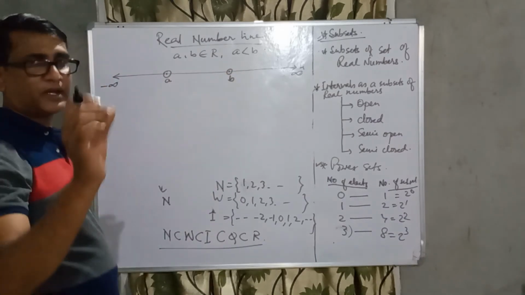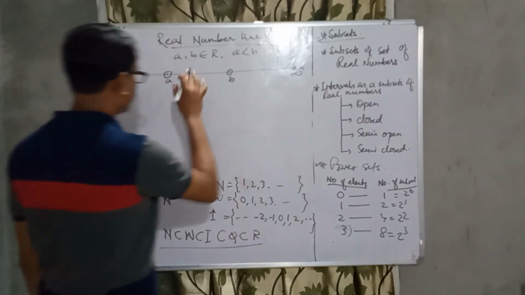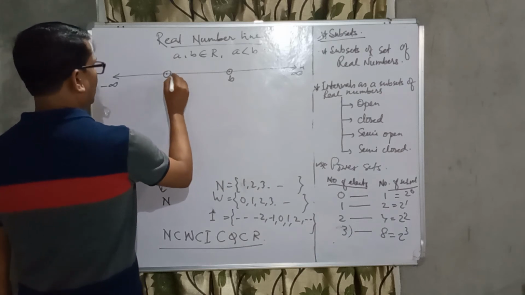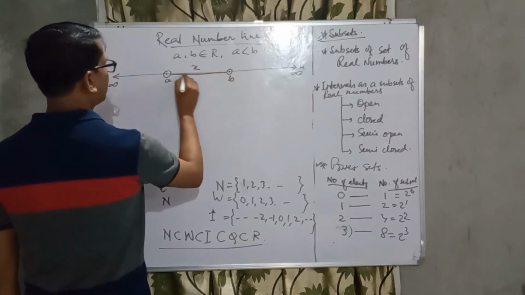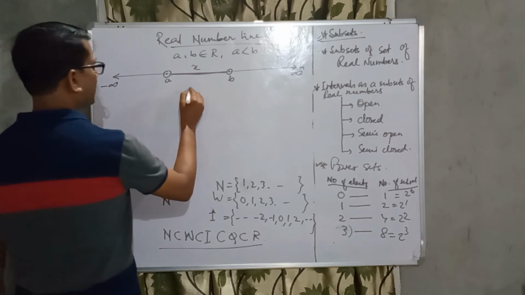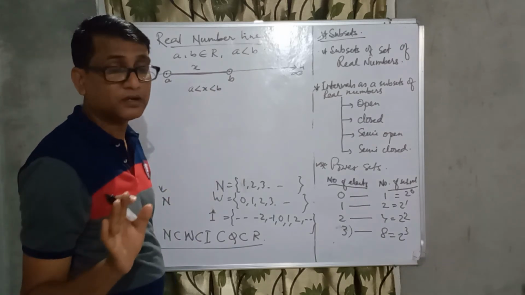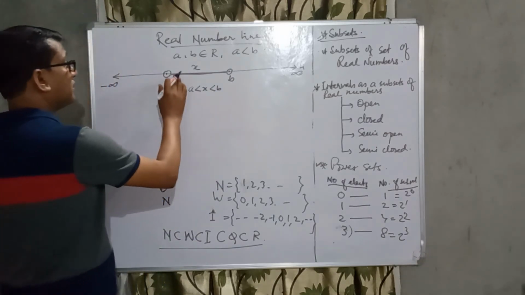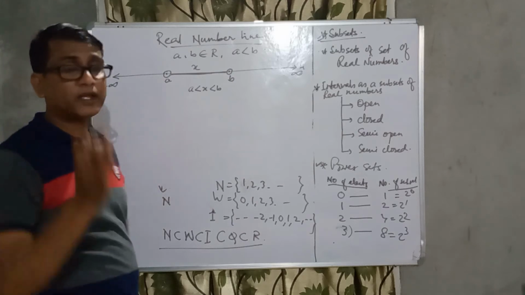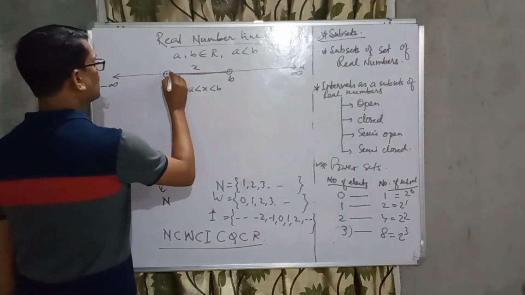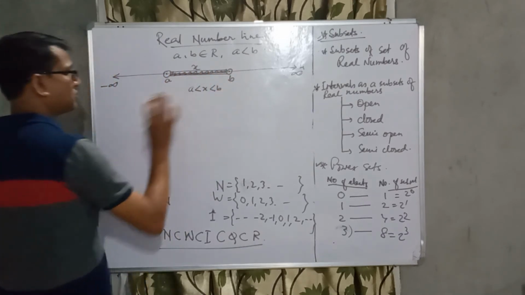Now if we take x as a real number which lies in between a and b, how many ways can we represent that x? One way is this: x may be in between a and b. Mathematically we write a is less than x less than b, with x not including a or b. It is greater than a, less than b, near to b, near to a, but not a and not b. This is one way.